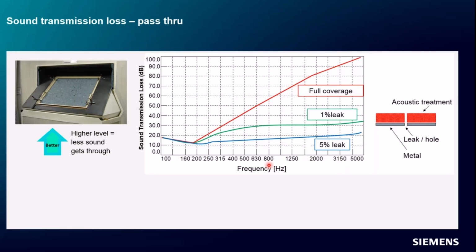These all have to go through that barrier, and there are opportunities to develop leaks. If you had full coverage with this acoustic treatment on a solid metal panel of this given thickness, you'd have this nice transmission loss that would go up versus frequency. However, if we introduce a very, very small leak, so 1% of the total surface area, you see how dramatically compromised the sound transmission loss is. As that leak gets bigger, it's just going to get worse and worse.